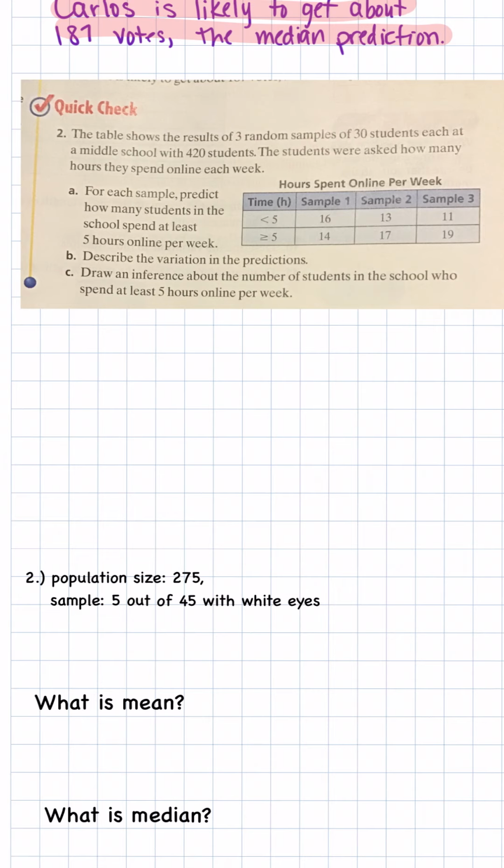Okay, so now quick check. Look this over. The table shows the results of 3 random samples of 30 students, each at a middle school with 420 students. The students were asked how many hours they spend online each week. So I want you to work through A, B, and C, just like we did above. Press pause. Come back when you're done.